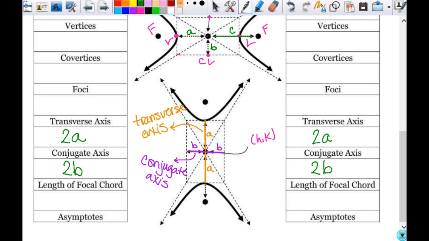The length of the focal chord, we'll go ahead and finish this off right here before we go back up to the top, is the same as before, 2b squared over a. And I know you don't have enough room in that blank, but I couldn't organize it in a different way. So 2b squared over a. You just have to do a slashy fraction, which I'm not a fan of, but it'll make it work right here.